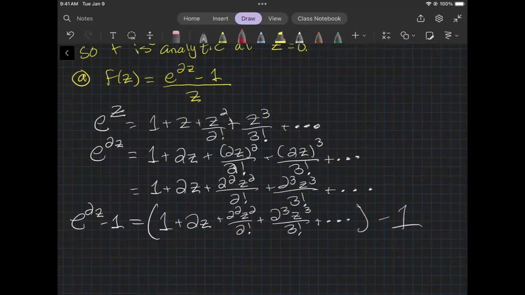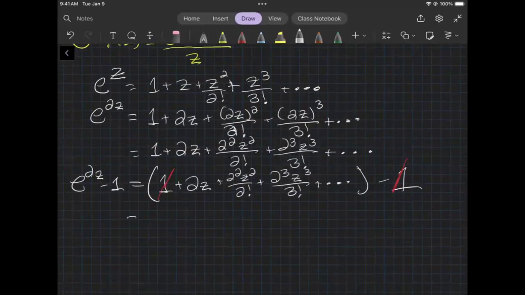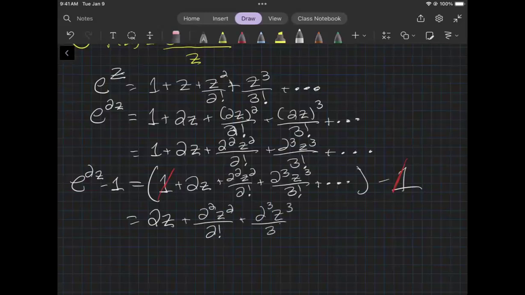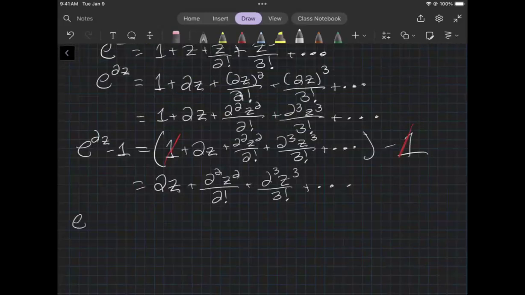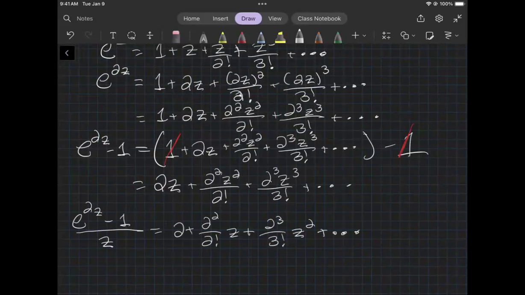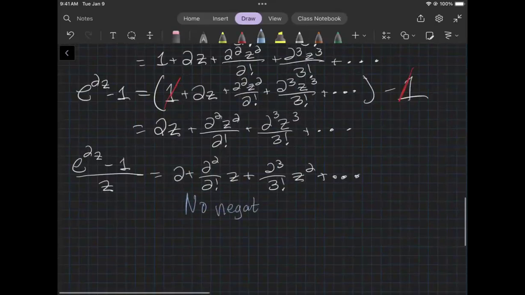Minus 1. The ones will cancel here. And so you'll have 2z plus 2 squared z squared over 2 factorial plus 2 cubed z cubed over 3 factorial plus this keeps going. And so therefore, e to the 2z minus 1 over z equals 2 plus 2 squared over 2 factorial times z plus 2 cubed over 3 factorial times z squared plus, and this pattern keeps going. So notice here, there are no negative z terms.